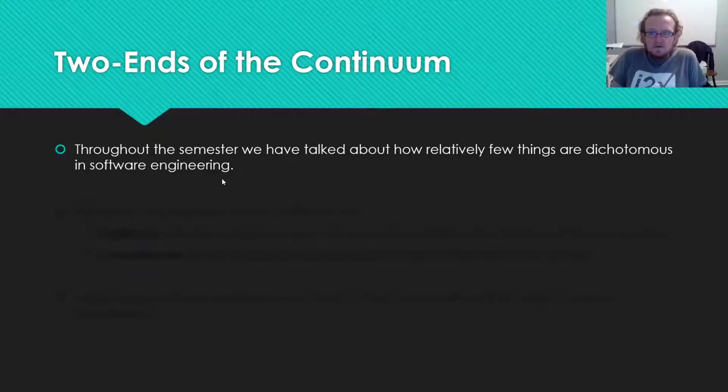Throughout the entire semester, we have talked about how very few things are dichotomous in software engineering. Almost everything exists on a continuum. From agile development, you've got Scrum processes and Kanban processes. You've got black and glass box testing. All of this isn't necessarily as black and white as it seems at first glance. And there are two ends of a continuum that give you an idea of the breadth of types of software organizations that exist.